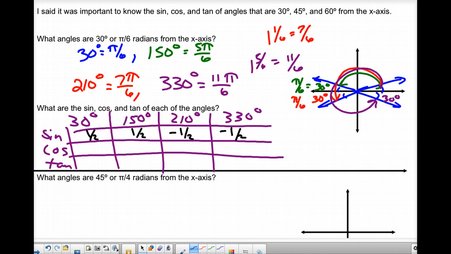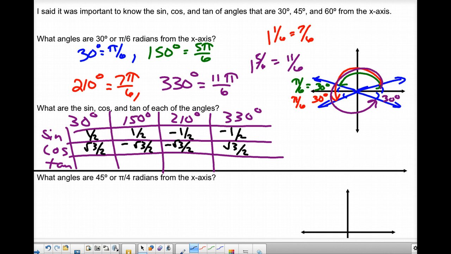Cosine of 30. Cosine of 30 is square root 3 over 2. So these all are some form of square root 3 over 2. Where's cosine positive? It goes with the x. So cosine is positive to the right. What's to the right? First and fourth quadrant. Okay? So it's negative in the second and third quadrant.